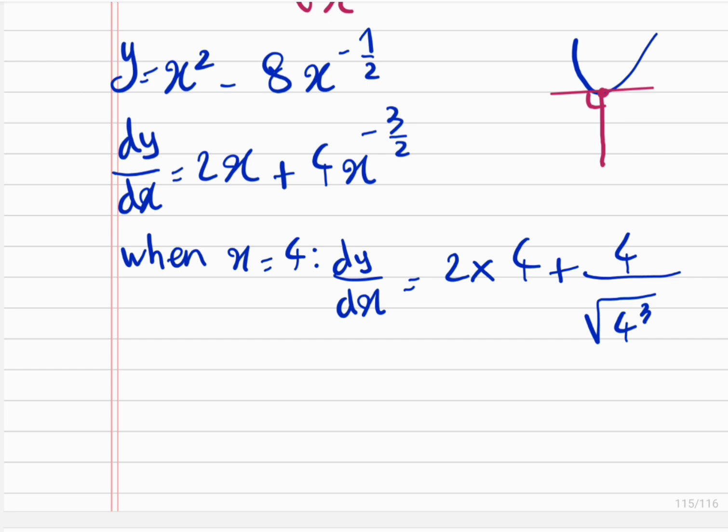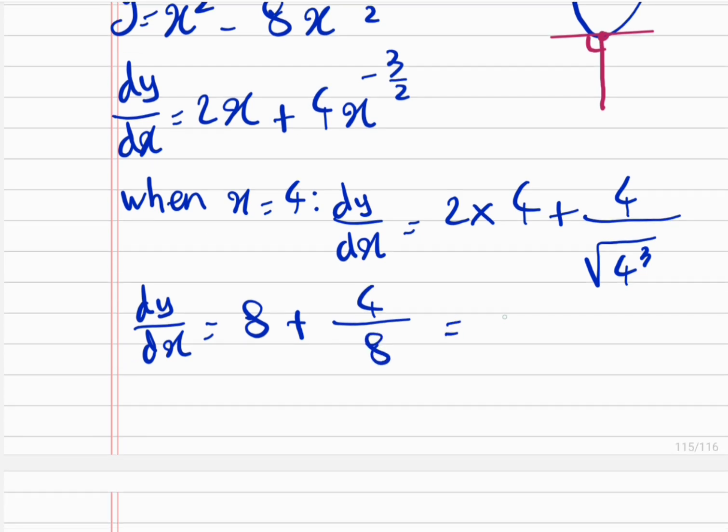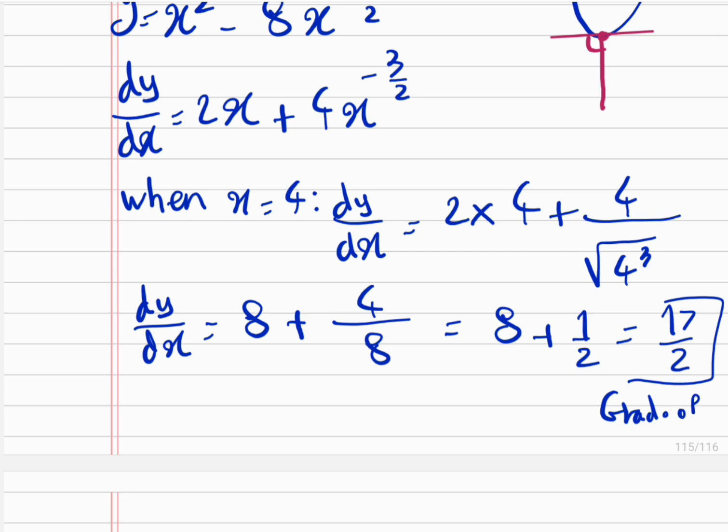Okay, now that we have this, then we can just solve that. So dy by dx is equal to 2 times 4 is 8 plus 4 over, so 4 cubed is 64, and the square root of 64 is 8. And the gradient is equal to 8 plus a half, and that's equal to 17 over 2. So this is the gradient of the tangent at point P.